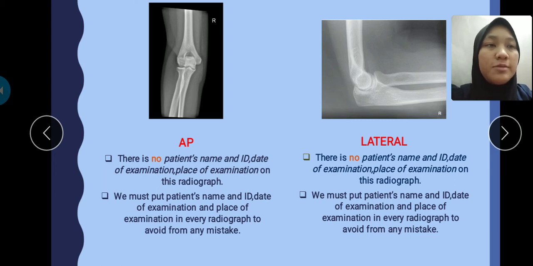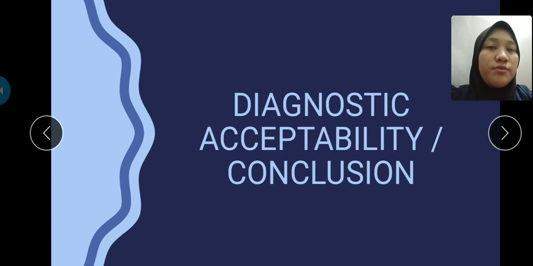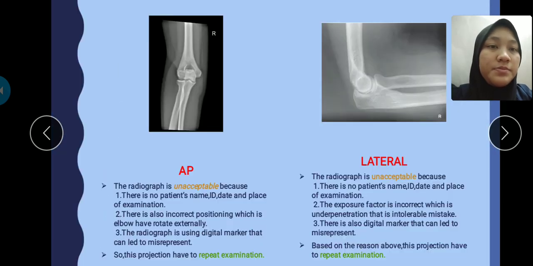Okay, for conclusion, for AP projection, this radiograph is unacceptable because there is no patient's name, ID, and date of examination. There is also incorrect positioning, with each elbow rotated externally, and the radiograph used digital marker that can lead to misrepresentation. So this projection has to repeat examination.